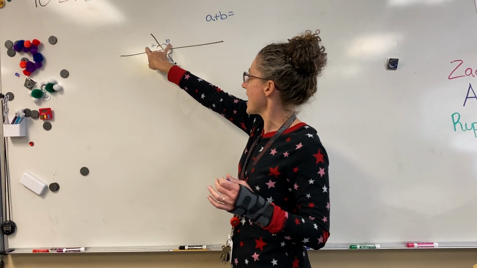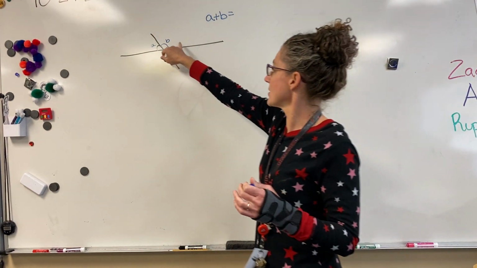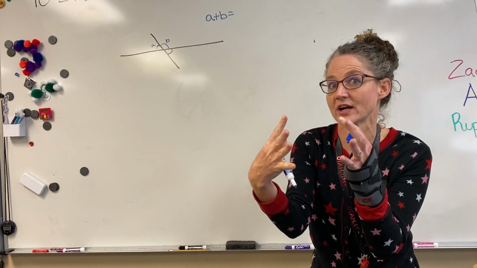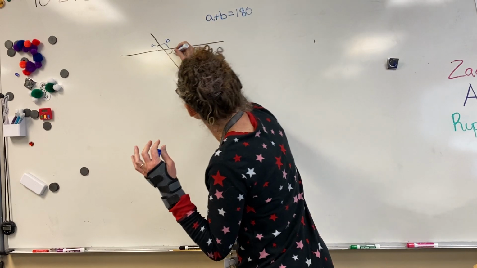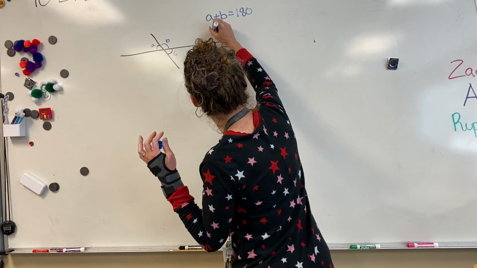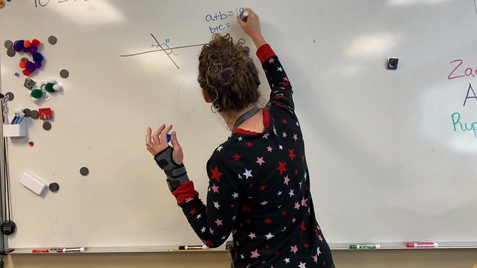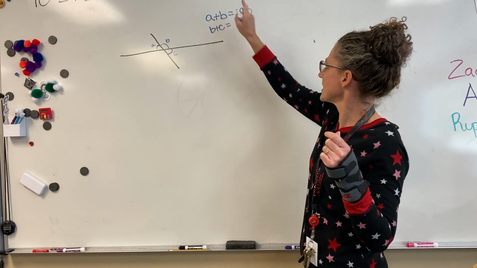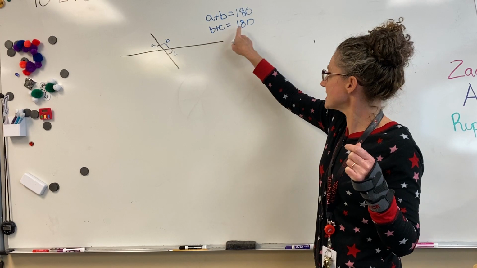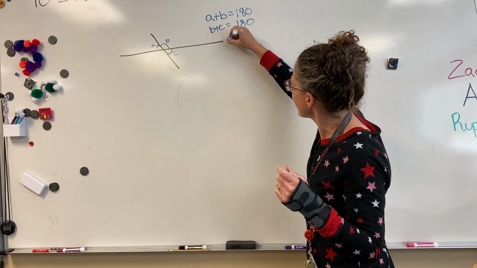Do I need to know what A is? No. Do I need to know what B is? No. But I know that together they're 180. Always. Well, what about B plus C? It's 180. B plus C is 180. So if A plus B is 180 and B plus C is 180, what do I know about A and C?